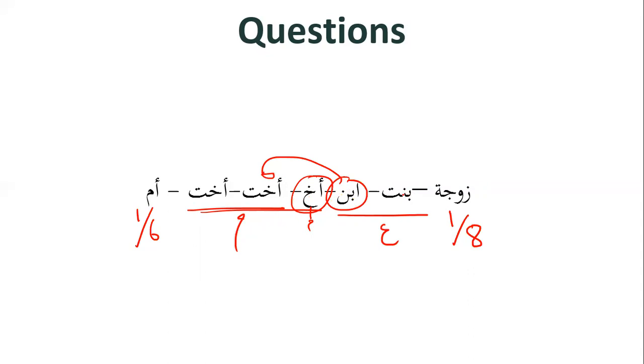Or don't fall under the misconception that because the bint is present, make the sisters with the daughters asaba, therefore it should be asaba. No, because the ibn is present, it takes precedence and the ukht become mahjub.